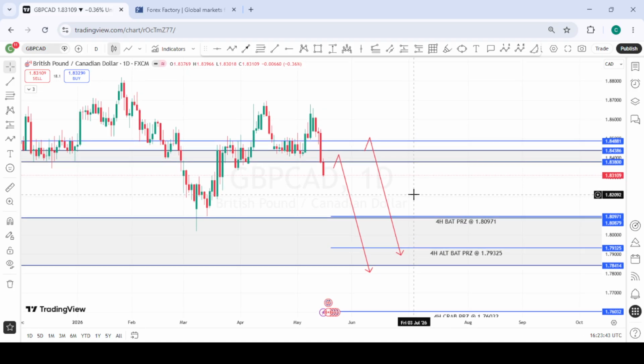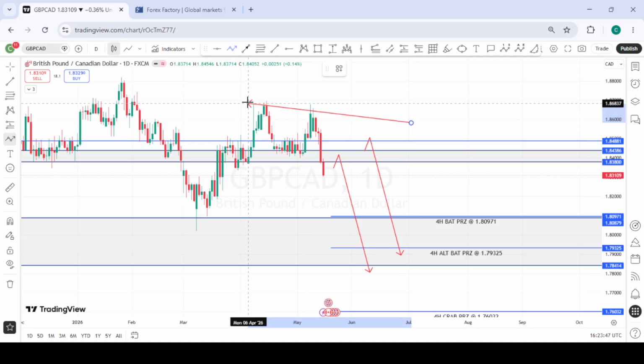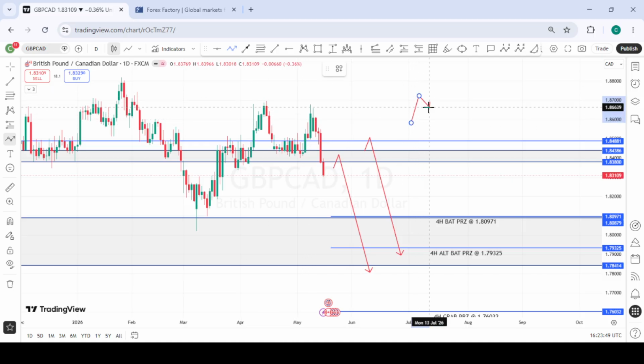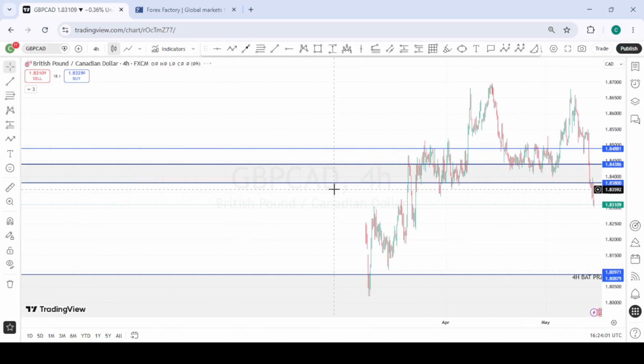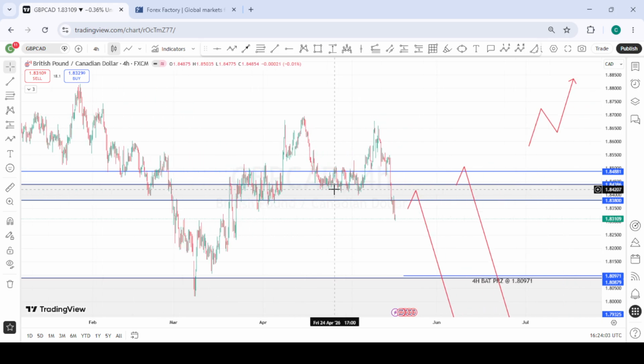This can only be considered bullish if price is able to break above these daily structures we have here, that we are bullish on a daily perspective on GBPCAD. And if this plays out, it's actually going to give us a potential harmonic pattern, and this is the harmonic pattern that's likely to play out.